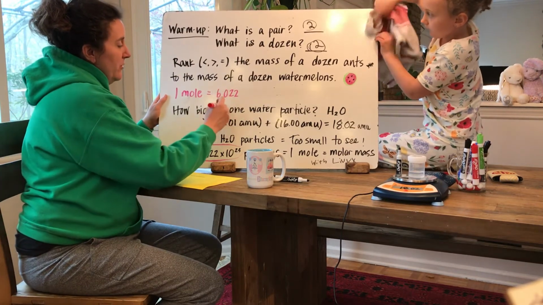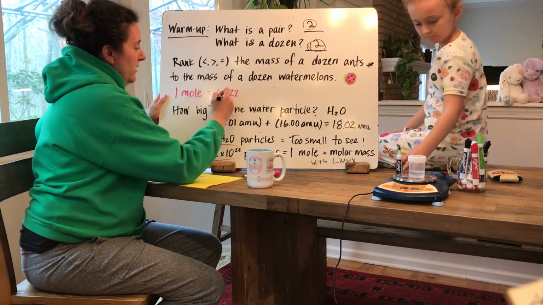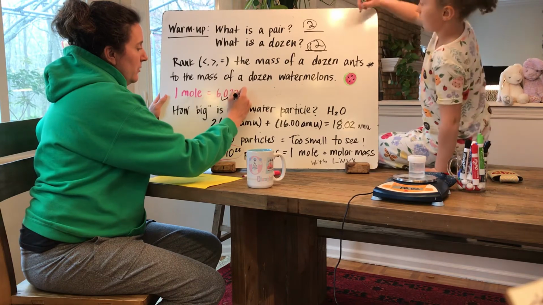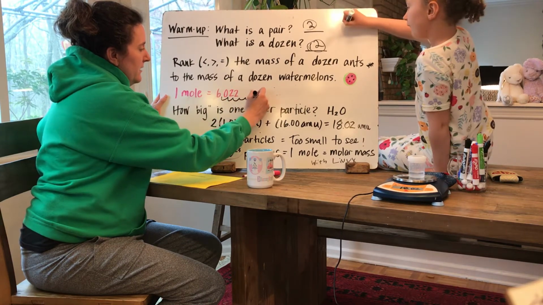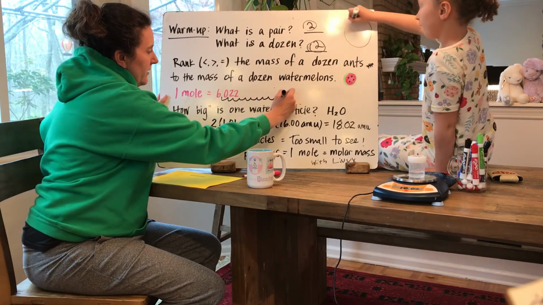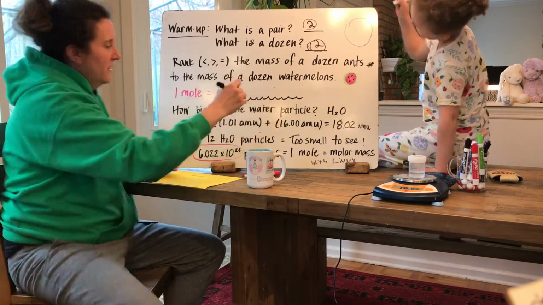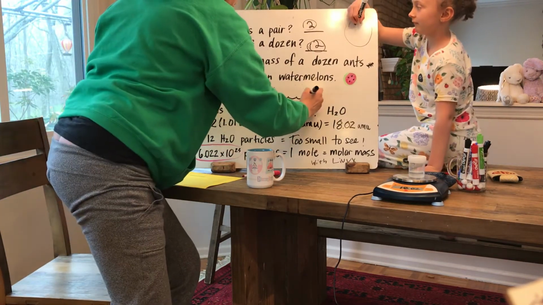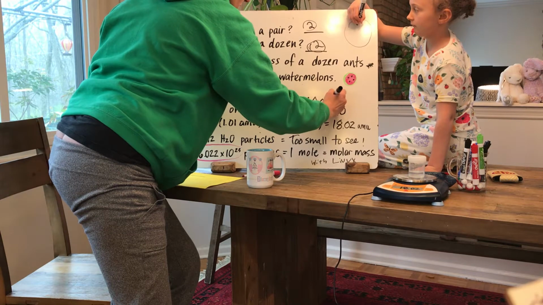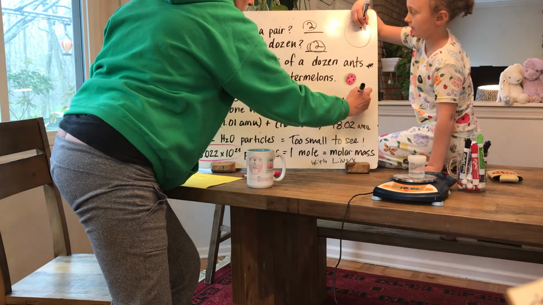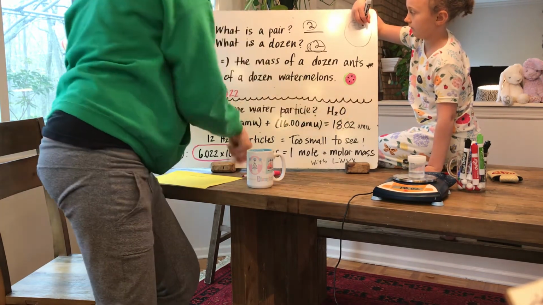So that would be like moving the decimal point 1, 2, 3, 4, 5, 6, 7, 8, 9, 10, 11, 12, 13, 14, 15, 16, 17, 18, 19, 20, 21, 22, 23 places.